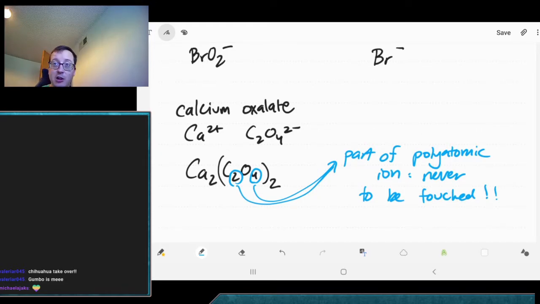Alright, because each oxalate is a unit. It comes as a set. So you can't say, well, I'm going to just put CO2. CaCO2. Is this right? No. Absolutely not.